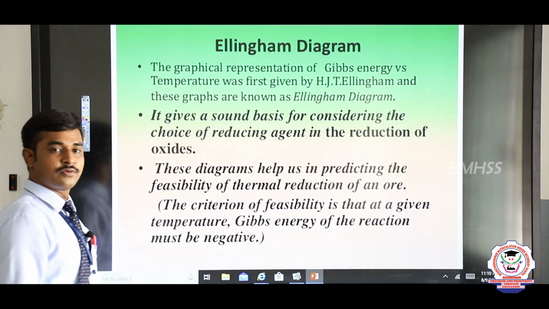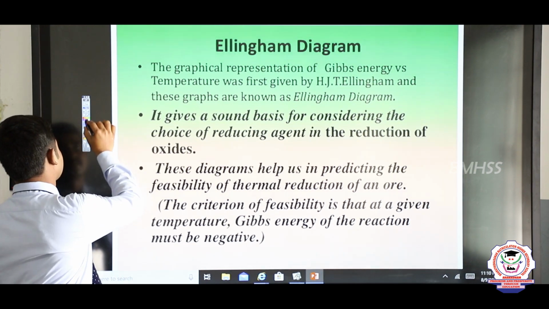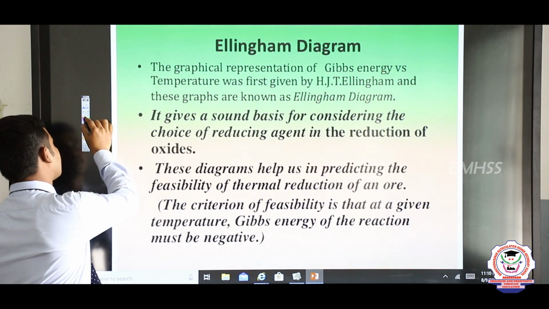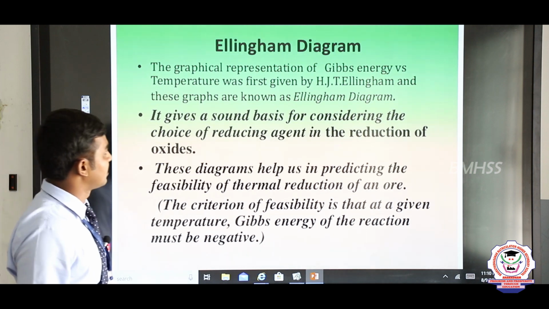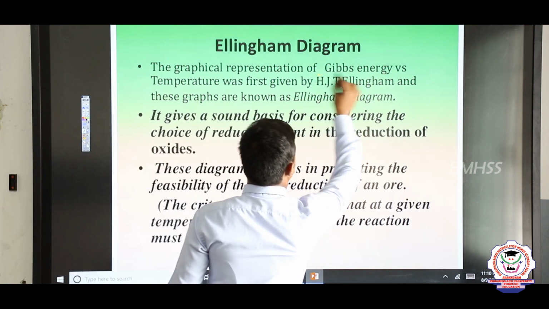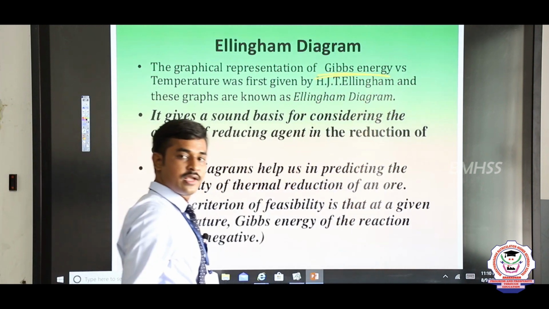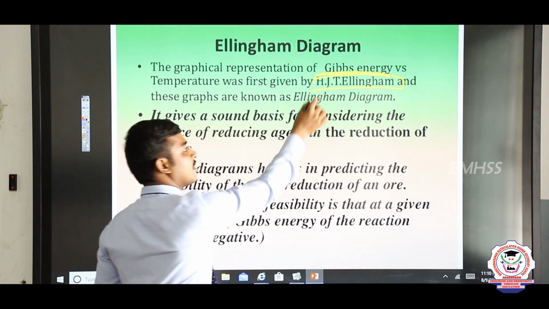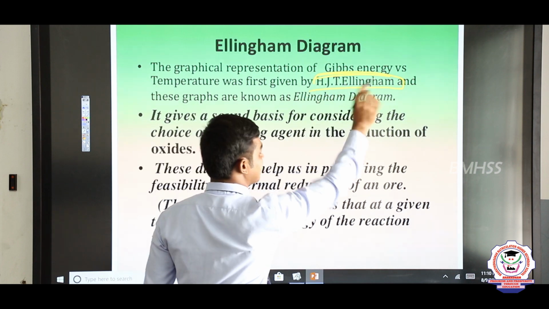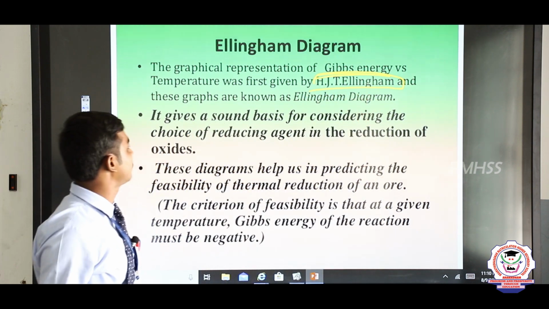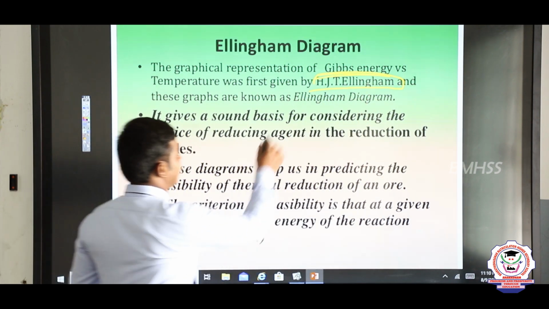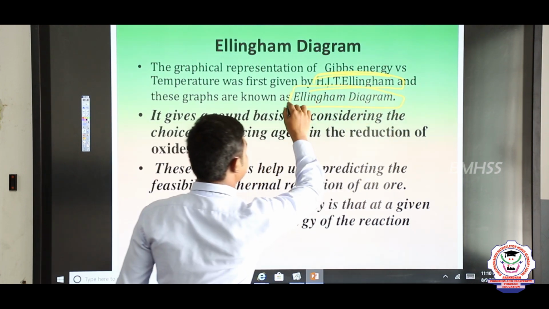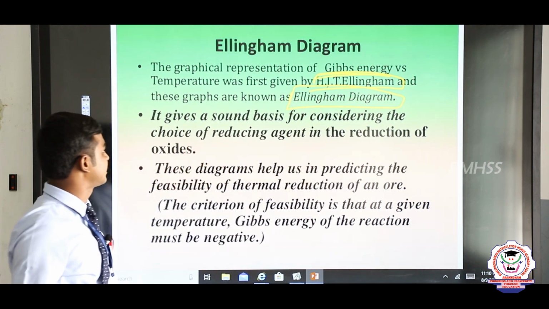So, what is the use of the Ellingham diagram and what can be observed from it? Now, I say that Gibbs free energy is observed in the Ellingham diagram, and it is given by H.J.T. Ellingham, Harold Johann Thomas Ellingham. So, H.J.T. Ellingham gives the Ellingham diagram, and this diagram is called ED, a graphical representation.